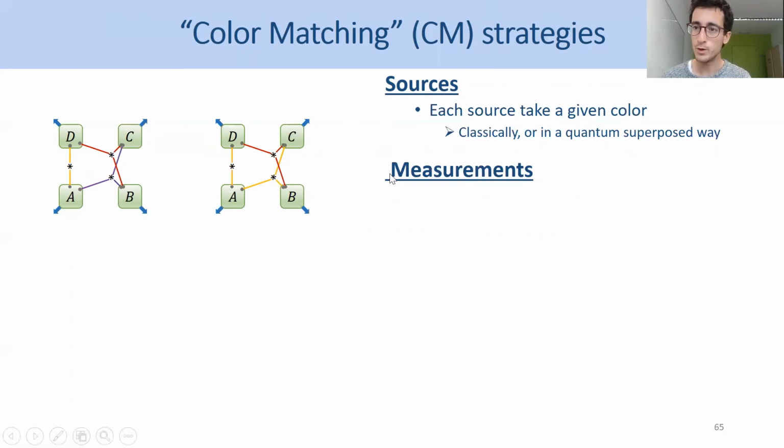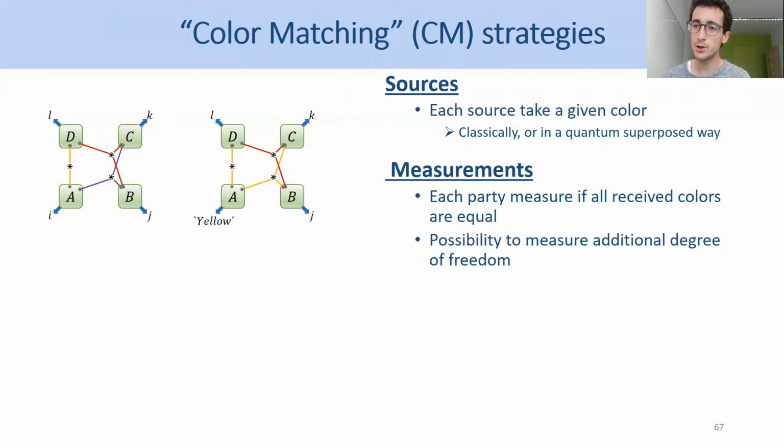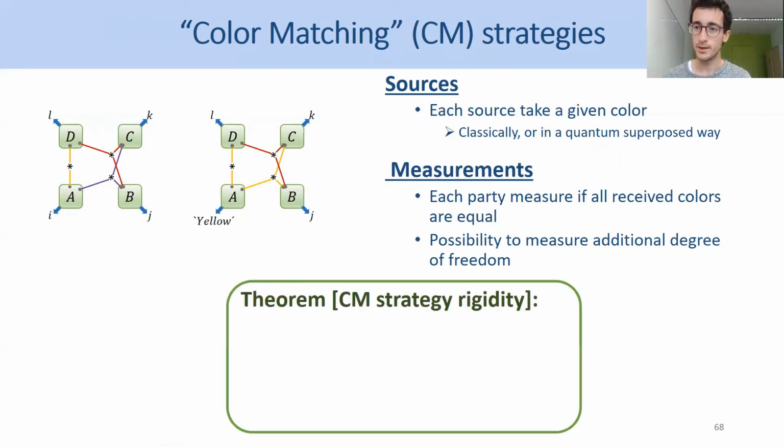And then the party will measure if all colors match. A party will measure if all the sources he's connected to are of the same color, in which case he will output it. So for instance, in all those cases, Alice sees the two sources of the same color, yellow, and she has to output it. She's the only party in this case. And then the party may measure additional degrees of freedom. For instance, they may measure the color coherently.